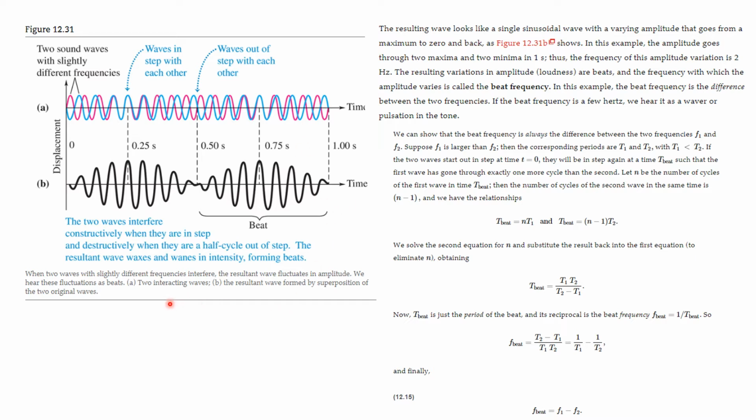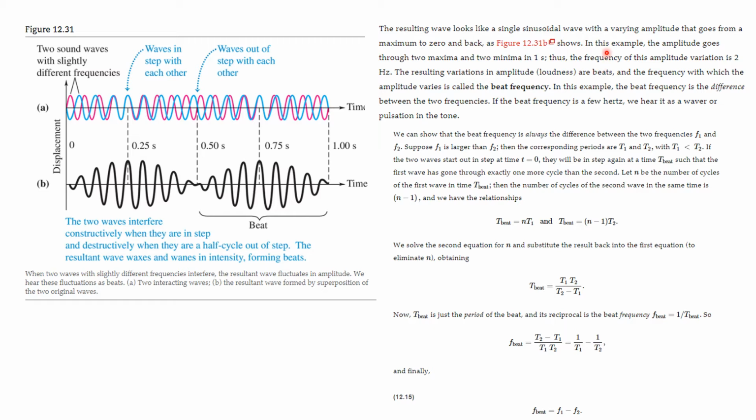Now when the two waves with different frequencies interfere, the resultant wave fluctuates in amplitude, and we hear these fluctuations as beats. And so you can see what's happening here. Now the resulting wave looks like a single sine wave with varying amplitude that goes from a maximum to zero and back again, and you see it going up and down.